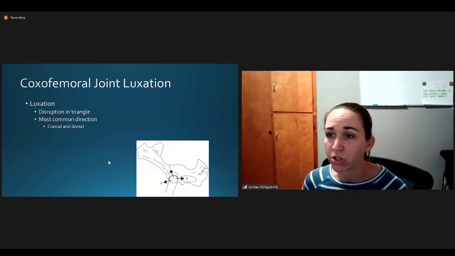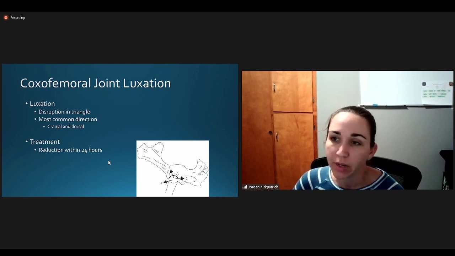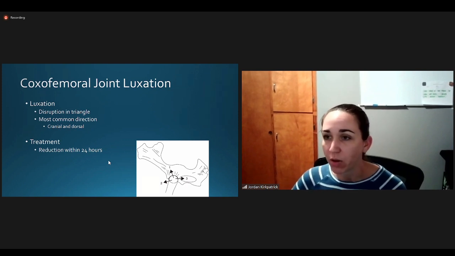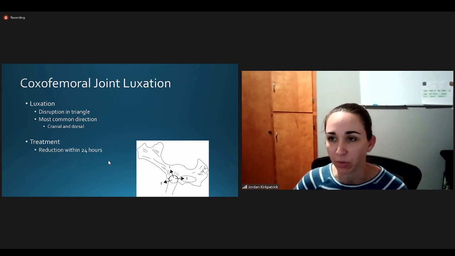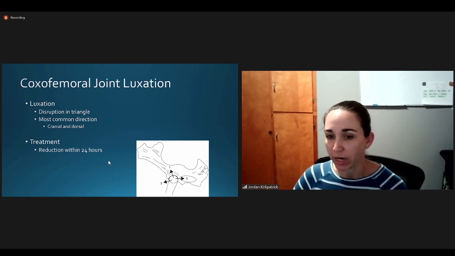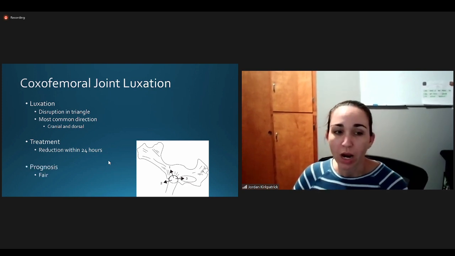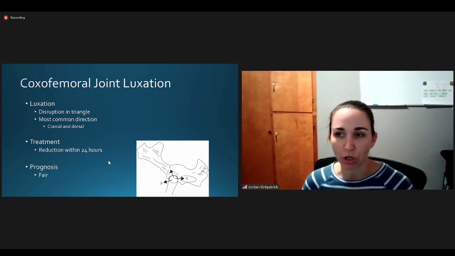The most common direction for the luxation is cranial and dorsal. In treatment, if you can get it reduced within 24 hours, that's ideal. After 24 hours, especially in the larger cattle, they're pretty much non-reducible. The muscles have contracted and you can't fight with those muscles to try to get it reduced. Prognosis is fair if you can get it reduced. If you can't get it reduced, it's guarded to poor.